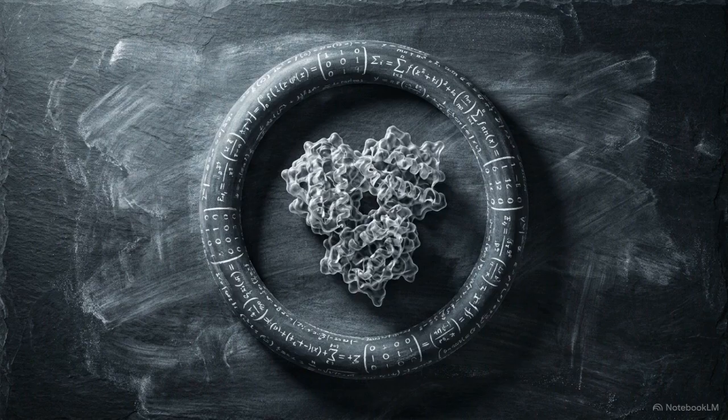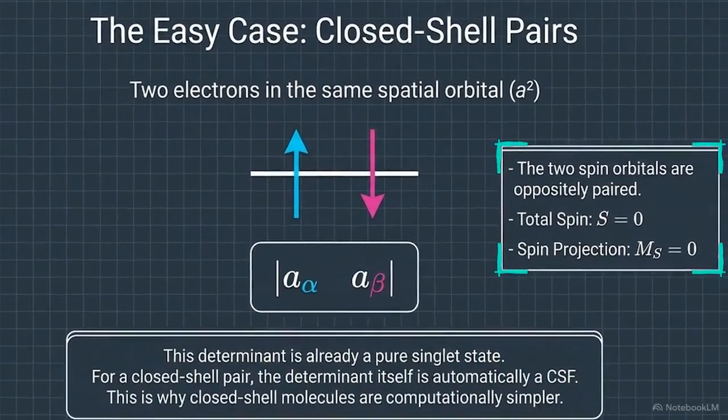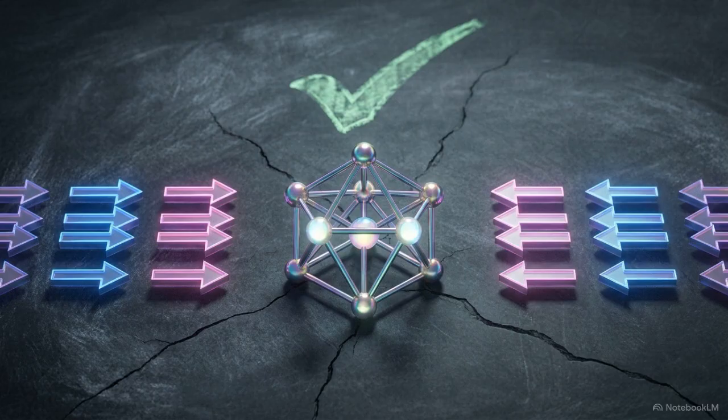To lock down the correct total spin, the software requires a higher-order mathematical structure. This diagram illustrates a baseline closed shell scenario. When two electrons with opposite spins pair up inside the exact same spatial orbital, they automatically form a pure singlet state where both S and ms equal 0. For entirely closed shell molecules, the raw Slater determinant happens to define the total spin correctly. The computational modeling at this level is trivial.